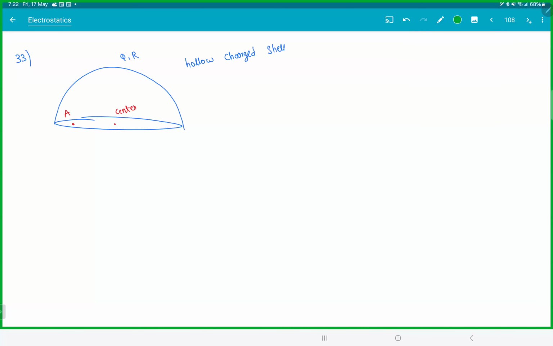So the question will be like this in the exam. What is the direction of field at point A? Options will be like this, like this, like this. Which of the following is the direction of the electric field at point A? A is a point on the surface of that shell, but not the center. They'll give you 4 arrows. So which of the following is the direction of field at A?